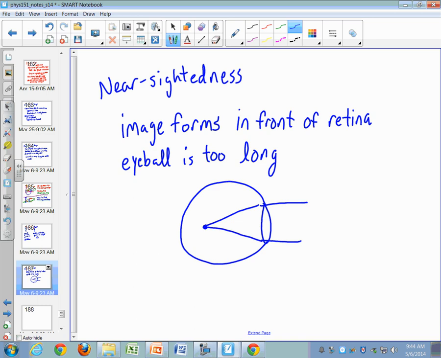They'll focus there. And so your image, when these light rays go back, they'll produce a very fuzzy image on your retina. And so your eyeball is too long. Just physically, it's too long. And that causes the image to form in front of the retina. Now what this means is that you can't see very far away things. Right? So nearsightedness means you can see nearby things, or you cannot see far away things.